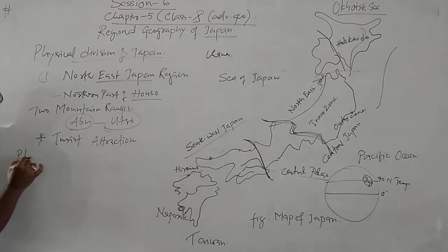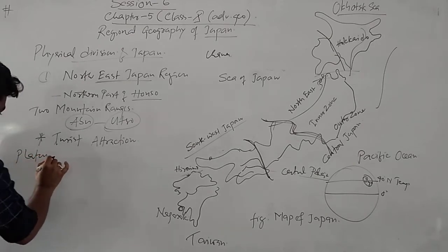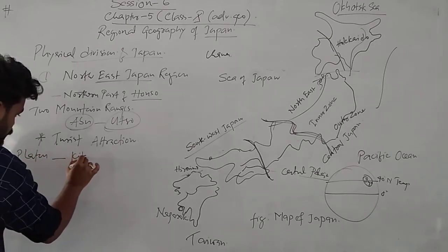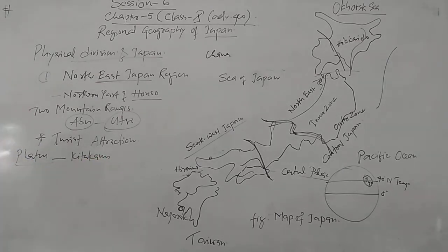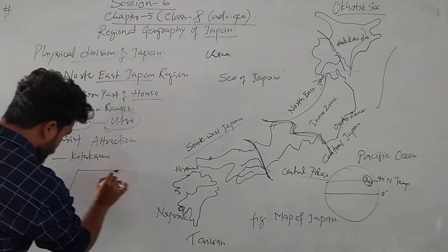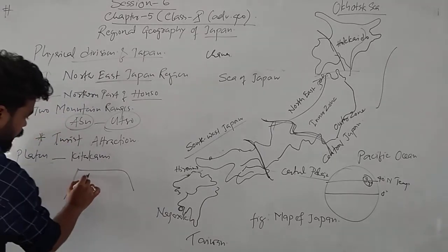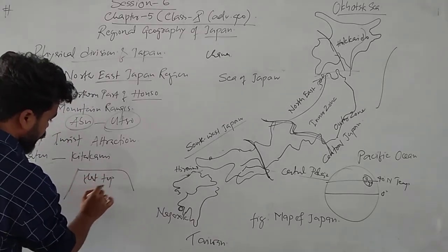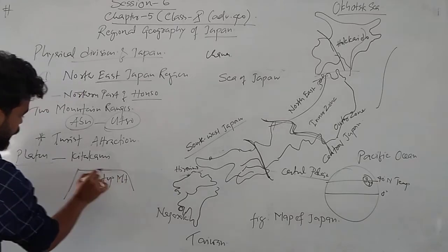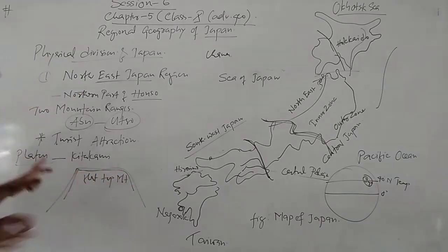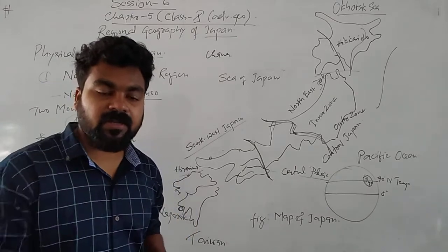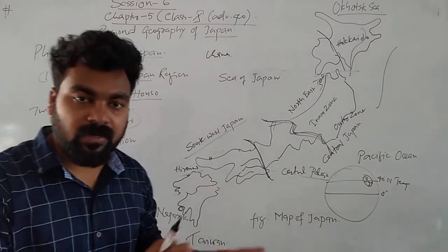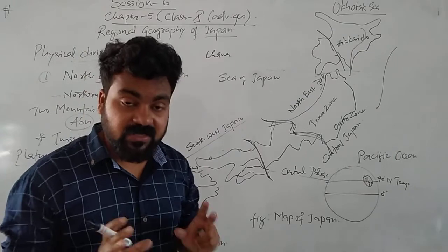Then here another plateau is there. We can see here what the plateau is. One is Kitakami. This is a plateau. Okay, what is a plateau? Plateau means a flat-top mountain. This is a mountain, but the top is flat. Like our Deccan Plateau. The Deccan Plateau is also just a mountain, between the Western Ghats and the Eastern Ghats, but the top is flat.